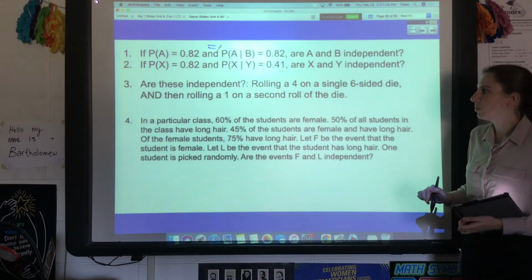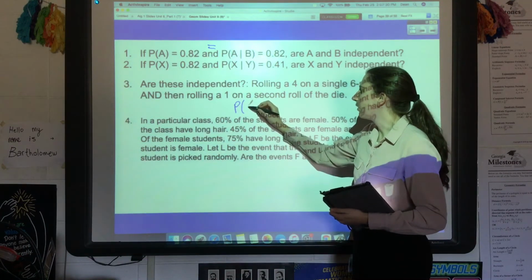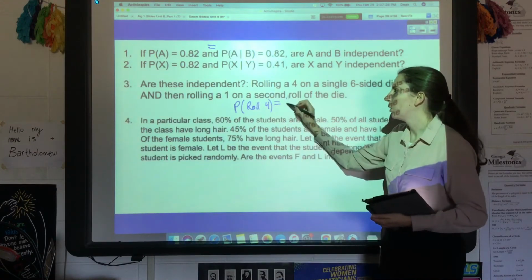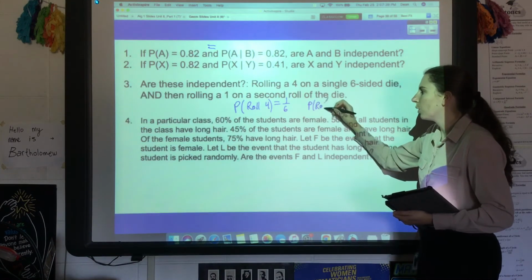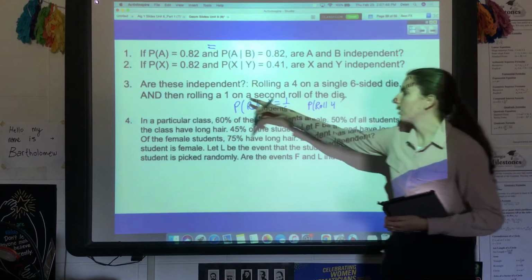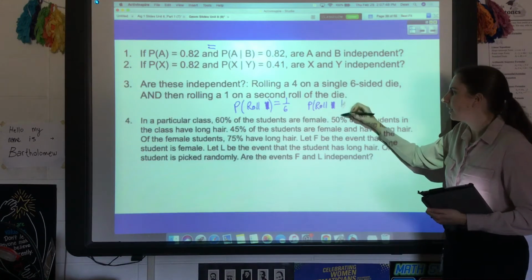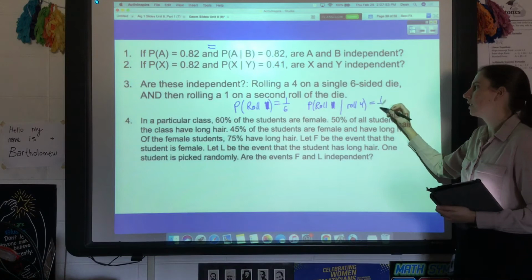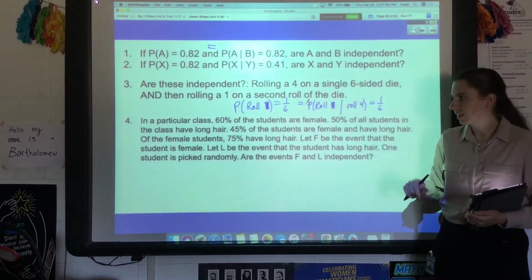And if you wanted to prove this, you could do this. The probability of rolling a 4 is 1/6. So 1 chance out of 6. Oh no, sorry, we're doing this wrong. Rolling a 1. Rolling a 1 is still 1/6. And then the probability of rolling a 1 given that you already rolled a 4 is still just 1/6. The first roll doesn't matter. So again, since these are equal, that proves that they're independent.